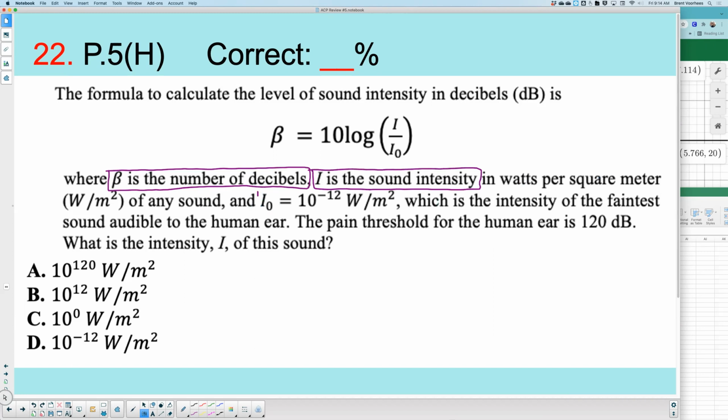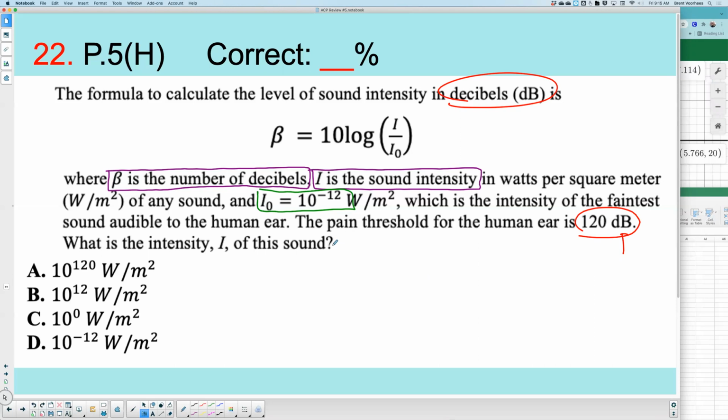And I0, oh, they tell us what I0 is. Let me change color. They tell us literally what I0 is, they only make it a question. It's the intensity of the faintest sound audible to the human ear. The pain threshold of the human ear is 120. Okay, they gave us a number: 120 dB. What does the dB stand for? Decibels. So now you have to look at your problem. What is decibels? We already boxed it up, so check it out.